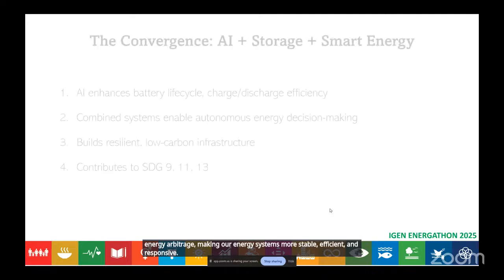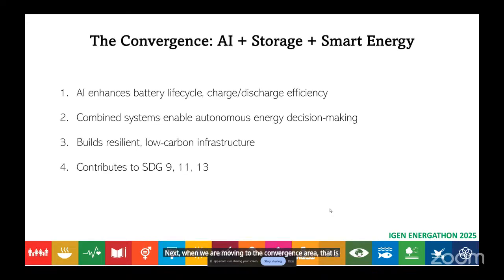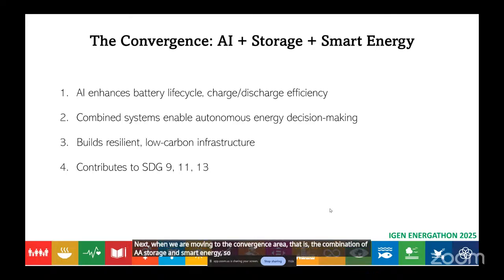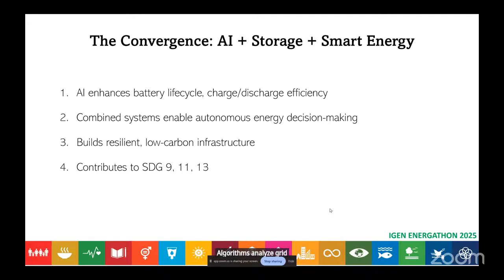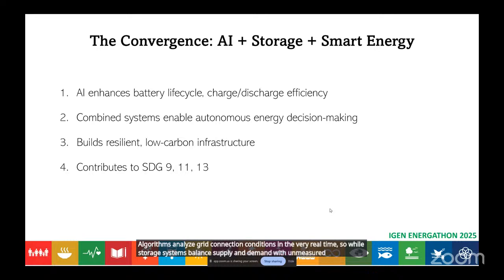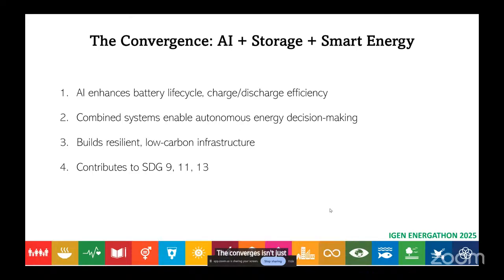Next, we move to the convergence of AI, storage, and smart energy. That is the core heart of our topic today. When these technologies converge, the result is very transformative. AI algorithms analyze grid conditions in real time, while storage systems balance supply and demand with unmatched speed, and smart systems orchestrate it all for maximum efficiency. This intelligent infrastructure is resilient to shocks, adaptable to change, and critical to future-ready cities. The convergence isn't just an upgrade; it's a paradigm shift in how we think about energy and sustainability.